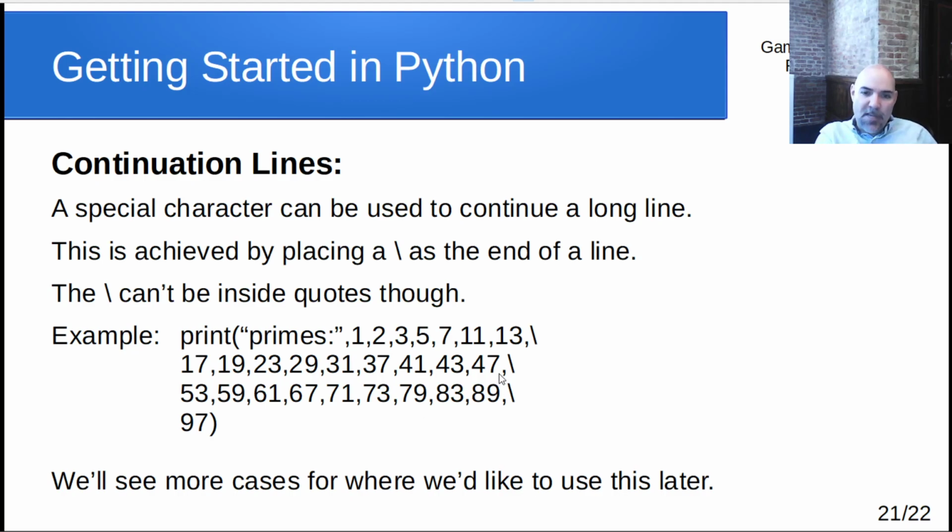And we use the \ at the end of the line. Notice, not inside of double quotes or any kind of quotes, just by itself. What that tells the interpreter is, hey, here's this line, but there's going to be some more. So here's some more, and there's going to be more after that. And here's some more, and now we're done. And now that we're done, it will take its action. And we'll see more cases where we'd like to use that later on in the class.